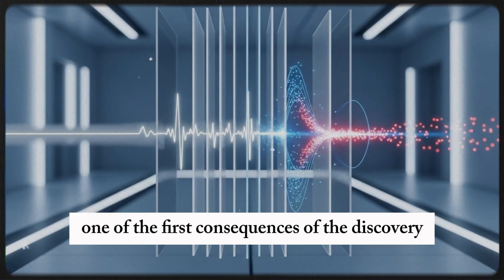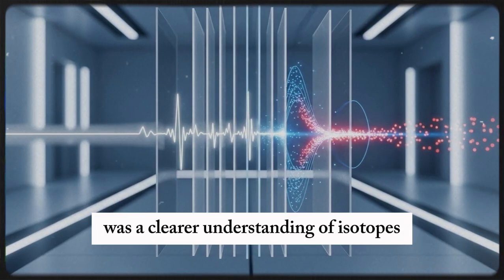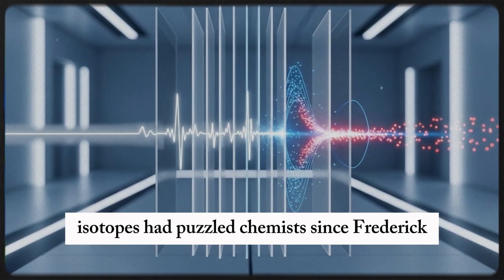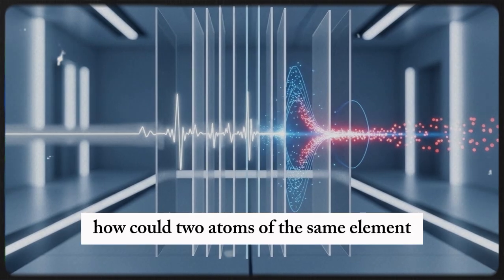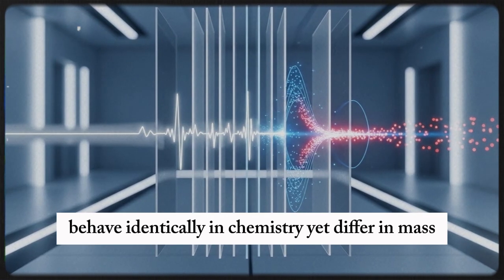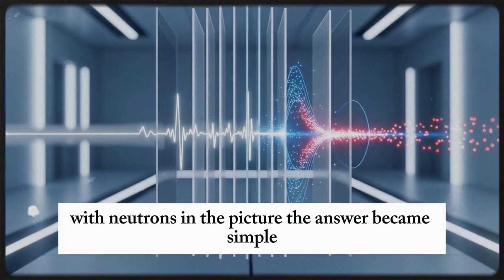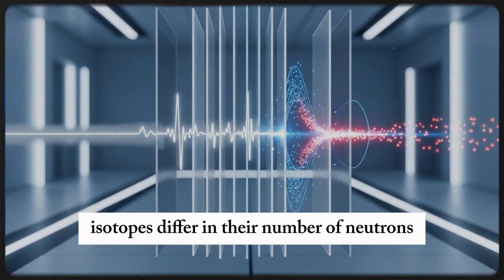One of the first consequences of the discovery was a clearer understanding of isotopes. Isotopes had puzzled chemists since Frederick Soddy introduced the term in 1913. How could two atoms of the same element behave identically in chemistry yet differ in mass? With neutrons in the picture, the answer became simple. Isotopes differ in their number of neutrons.